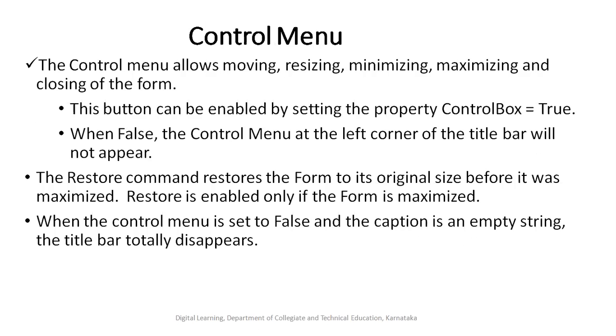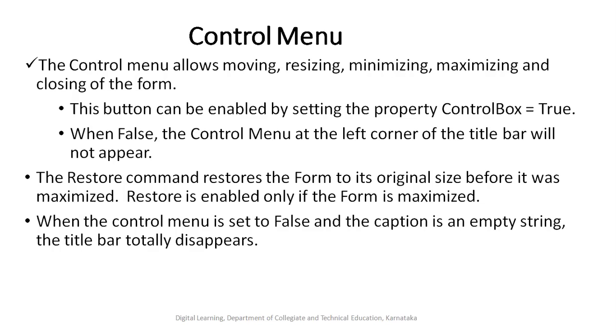Control menu. The control menu allows for moving, resizing, minimizing, maximizing, and closing of the form. This button can be enabled by setting the property control box is equal to true. When false, the control menu at the left corner of the title bar will not appear. The restore command restores the form to its original size before it was maximized. Restore is enabled only if the form is maximized.